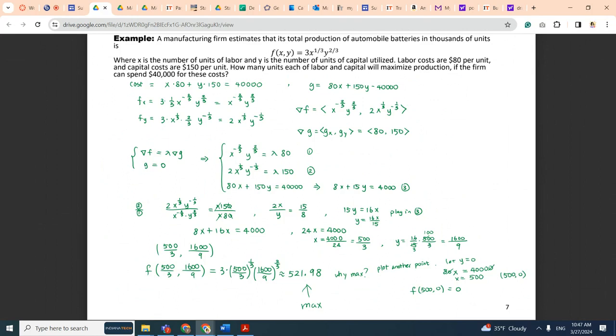The first component of the gradient of f equals lambda times 80, right? And then the second component equals lambda times 150. And we also have the constraint. Right, everybody? This is the system. How do we solve the system? It's one trick. Eliminate the lambda. So I use equation 2 over equation 1 because equation 2 is the bigger number than equation 1, so I don't get many fractions.